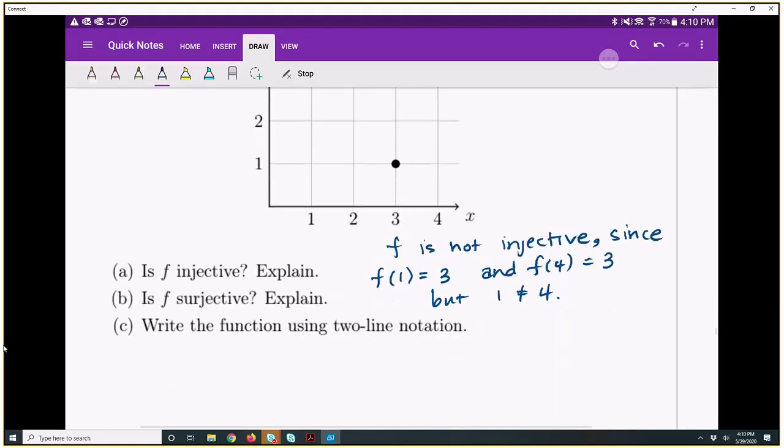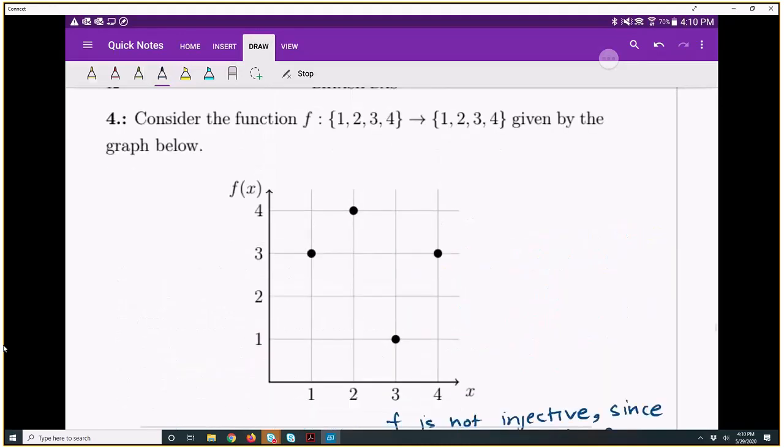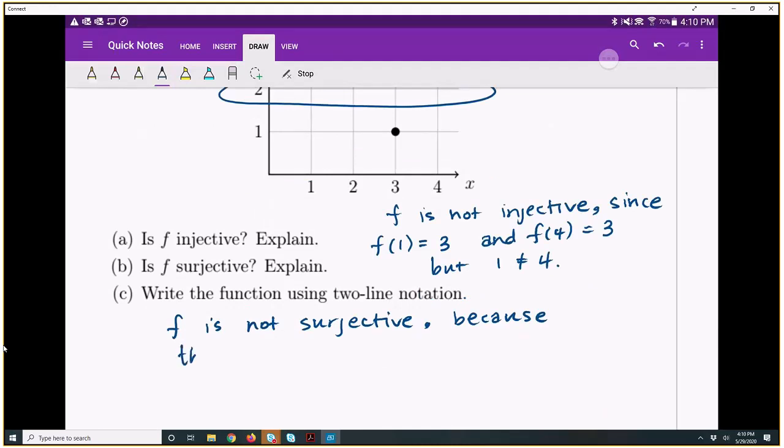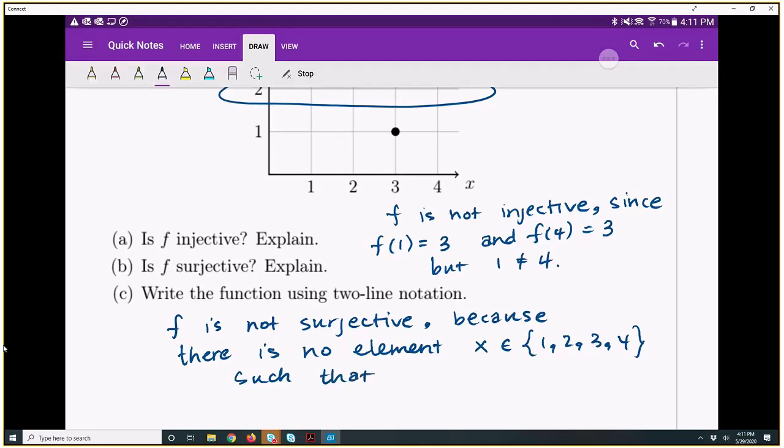And then I'm asked, is f surjective? In this case, f is not surjective. And that is because there is an element in my codomain, the element 2, that doesn't have any preimage in the domain. So because there is no element x in the domain, 1, 2, 3, 4, such that f of x equals 2, it's not surjective.